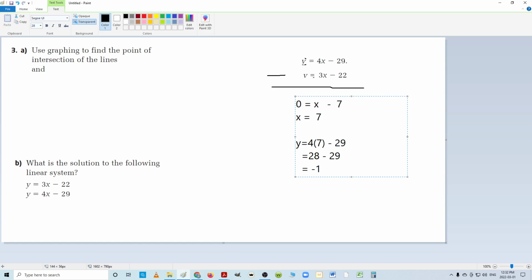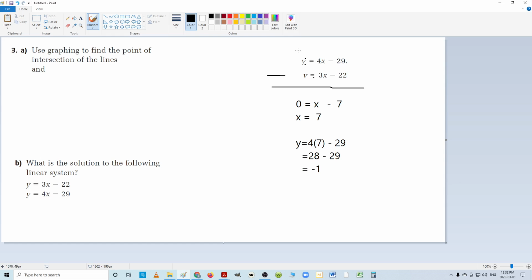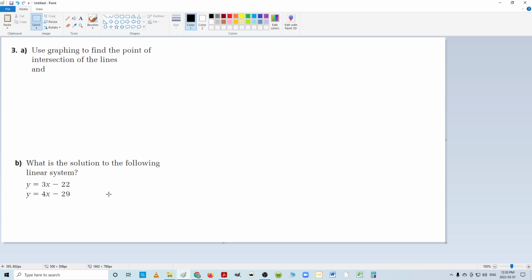So that's called elimination. That's where you have to subtract one line from the other, but it only works when the numbers in front of this match or the numbers in front of x match. Okay? In this case, because they give you y is equal to, they want you to use substitution.